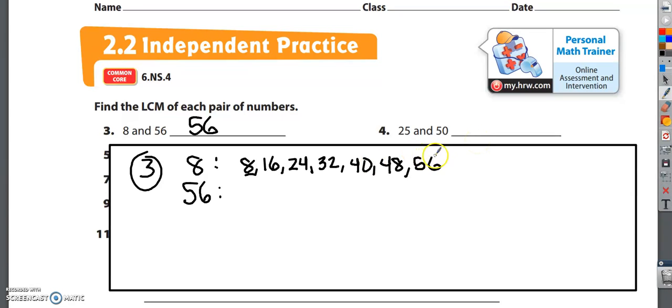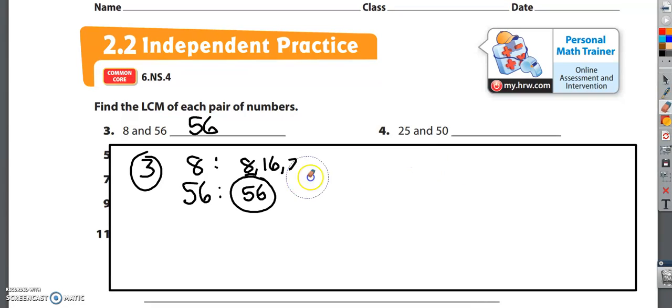If I did my multiples of 8 first, and I got to 56, and I was keeping in my brain that the other number was 56, what's the first multiple of every single number? It's itself. It's that number times 1. So sometimes when the smaller number is a factor of the larger number, the LCM is actually the larger number. Now, is that the case every time? No, but it is the case for number 4.